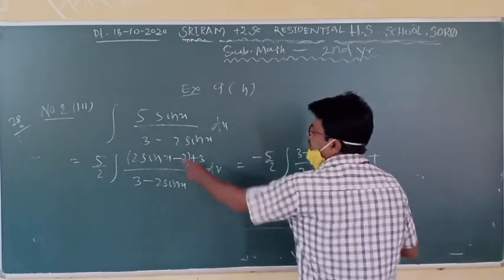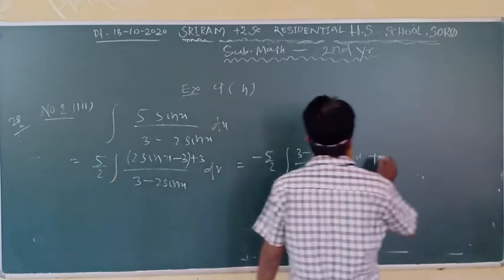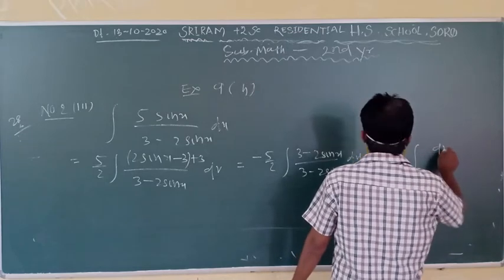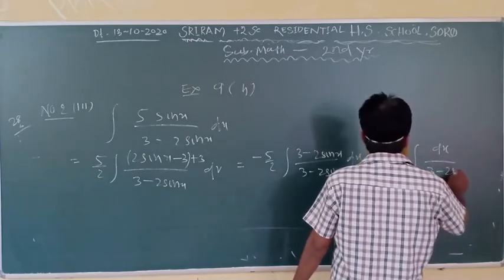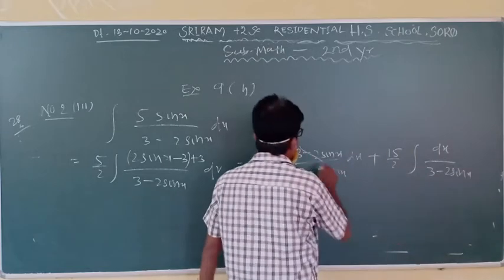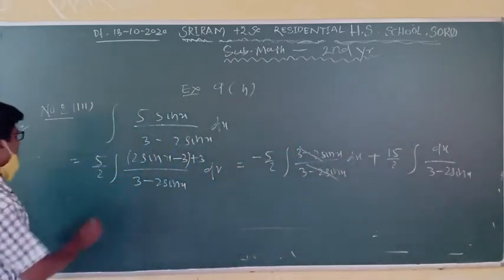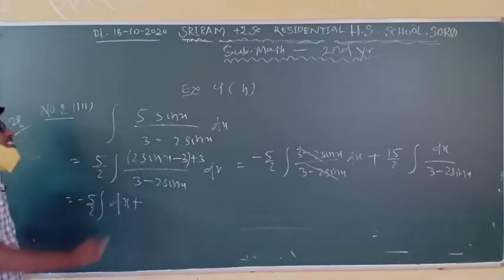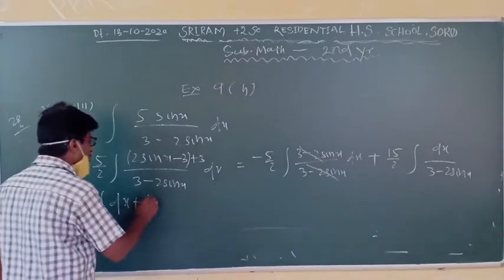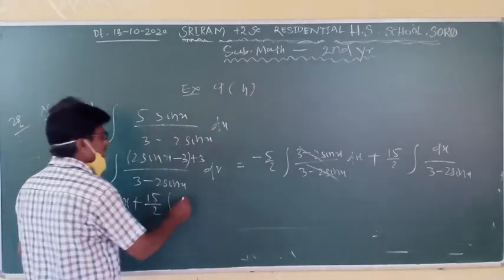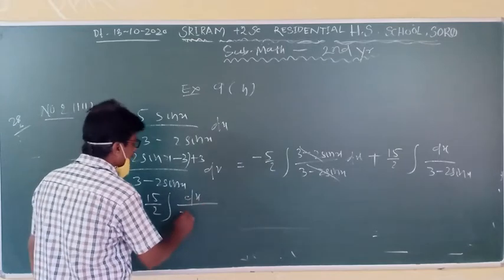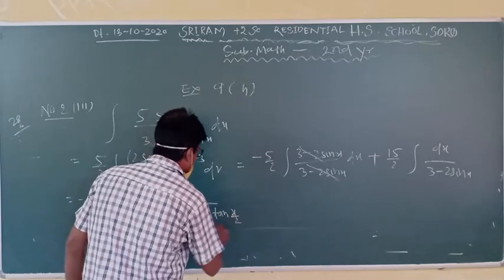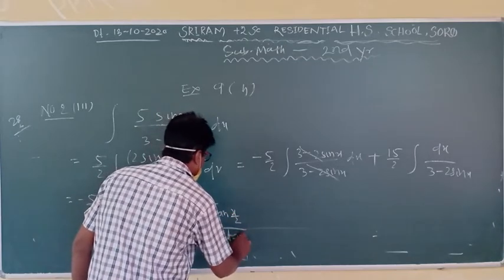Plus 3 into 5 by 2, which is 15 by 2, integration of dx by 3 minus 2 sin x. The first part cancels and becomes minus 5 by 2 dx, and the second part uses form number 1: 15 by 2 dx divided by 3 minus 2 into 2 tan x by 2. You remember this formula: 2 tan x by 2 over 1 plus tan squared x by 2.